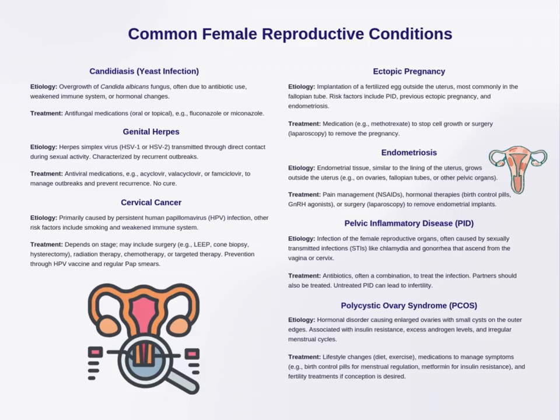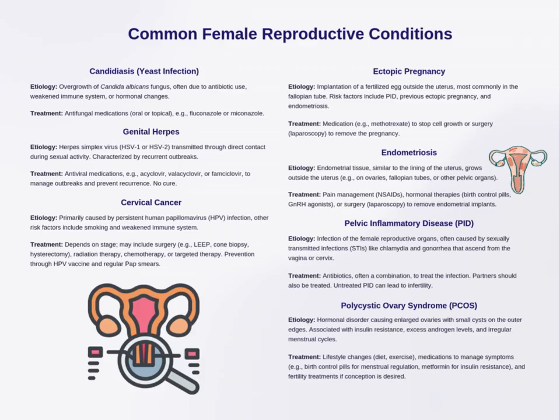Pelvic inflammatory disease, or PID, is often caused by STIs like chlamydia and gonorrhea, typically that are untreated. So if they have been left untreated for a long time, it can actually lead to infertility and can be really dangerous. PCOS, polycystic ovarian syndrome, is a hormonal disorder causing enlarged ovaries and small cysts. Polycystic means there are more cysts than there should be, or they're bigger than they should be.